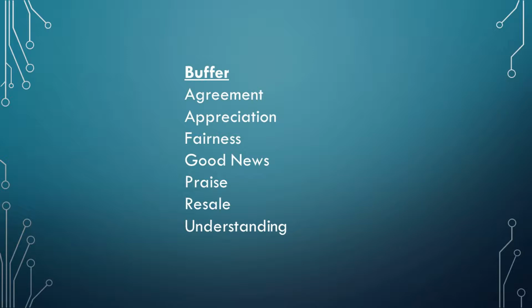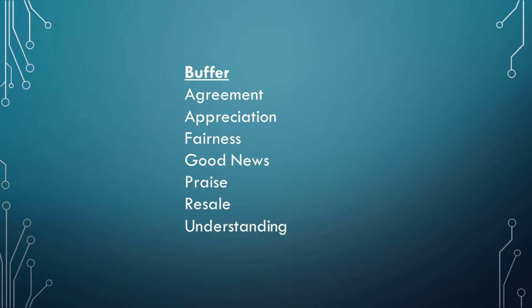There are 7 types of strategies that we can use for buffers. They are agreement, appreciation, fairness, good news, praise, resale, and understanding. For example, the strategy for agreement is where you find a point on which you and the reader share similar views. Appreciation is where you express sincere thanks for receiving something, and cooperation, where you convey your willingness to help in any way you realistically can.